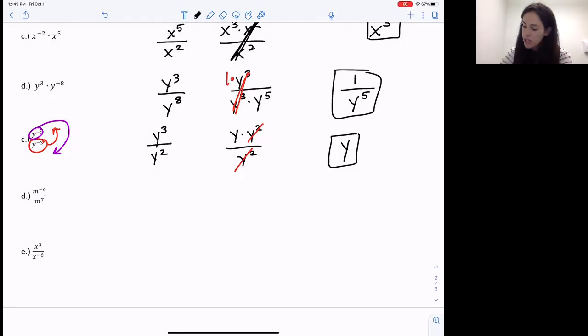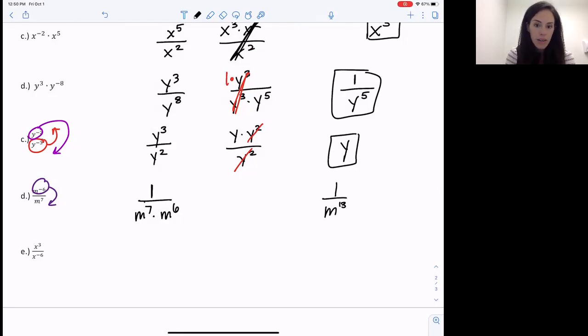Okay, hopefully you had a turn to try D. I have a negative exponent in my numerator. It's going to be sent down to the denominator. Okay, I'm going to have m to the 7th. That's not going anywhere because it's positive. Times m to the positive 6th over my placeholder 1. Can I simplify that further? I sure can. I have 7 m's times 6 m's. That's going to give me m to the 13 in the denominator.